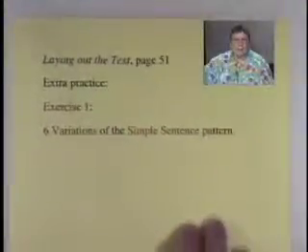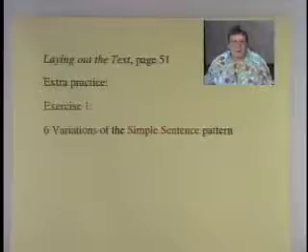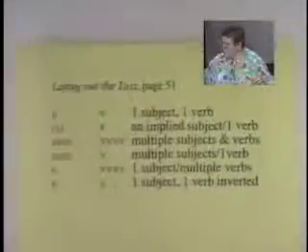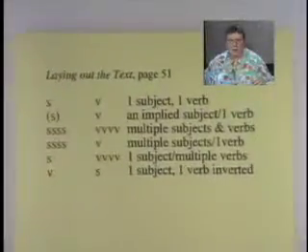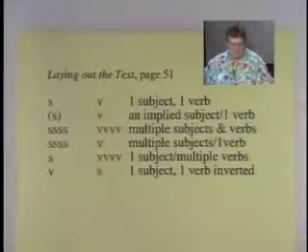I want something else, people. On page 51, while you have laying out the text, you had it there for you. I want you to do this too, and maybe we'll sample it if we have some time. We talked today about the fact that there's 6 variations of the simple sentence. I remind you, they look like this. 1 subject, 1 verb, an implied subject, 1 verb, and so on.